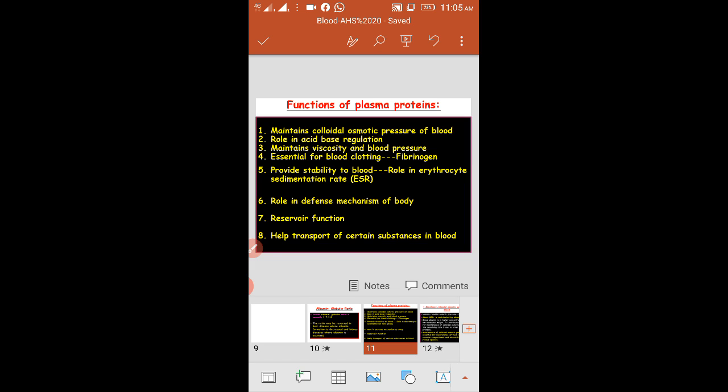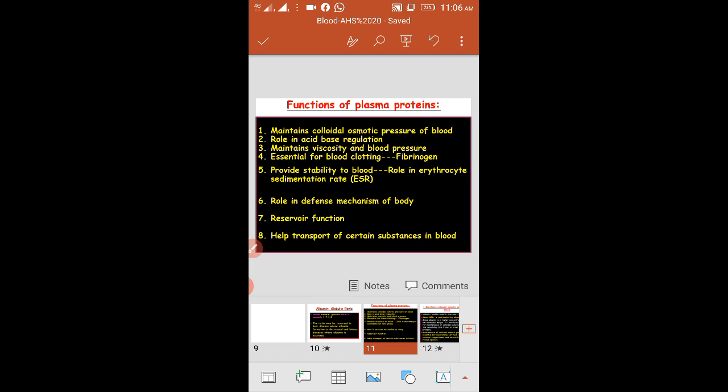Okay, next coming to the functions of plasma protein. The first function: it mainly maintains the colloidal osmotic pressure of blood. It has a role in acid base regulation, maintains the viscosity and the blood pressure, and is essential for blood clotting. So that is very important.